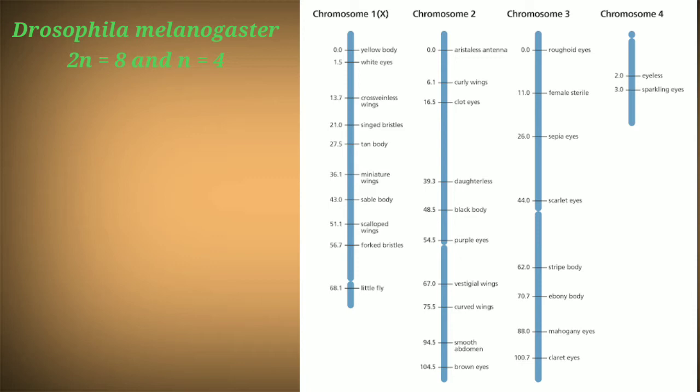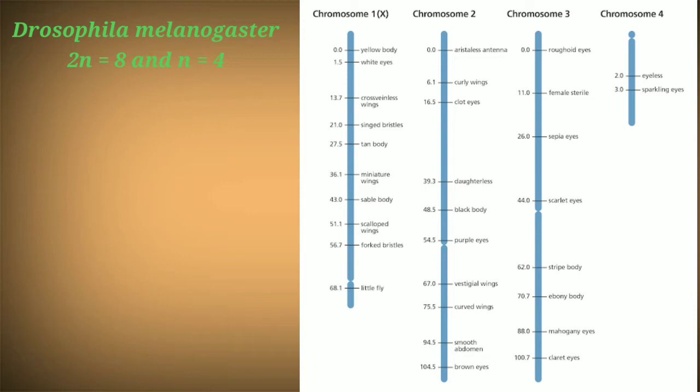In Drosophila melanogaster, there are 4 chromosomes. And out of these 4 chromosomes, one is the sex chromosome, that is chromosome 1 given there in the diagram. The rest of the 3, that is chromosome 2, 3 and 4, are the body chromosomes or autosomes. In that, the diploid chromosome number is 8 and the haploid chromosome number is 4.